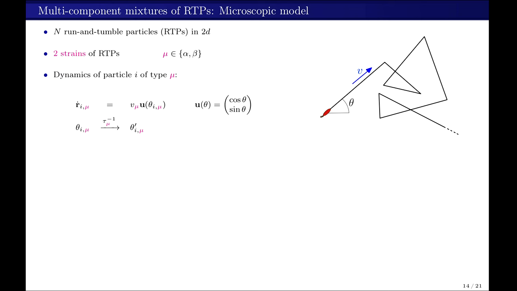But this time we have two strains that are labeled with an index alpha and beta. The dynamics of a single particle is the same as before. So you have a run phase with a self-propulsion speed V, and then you tumble and you change your orientation. Now we have this additional specification of the species I belong to.